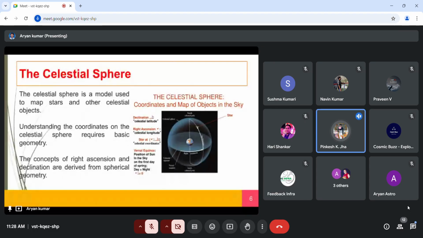Sure. The celestial sphere is a model used to map stars and other celestial objects. Understanding the coordinates on the celestial sphere requires basic geometry. The concepts of right ascension and declination are derived from spherical geometry.